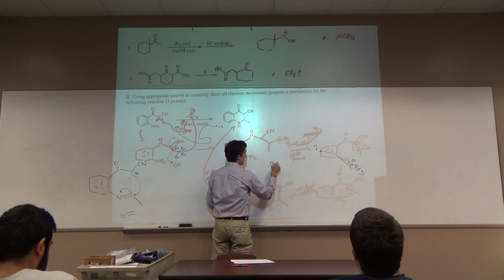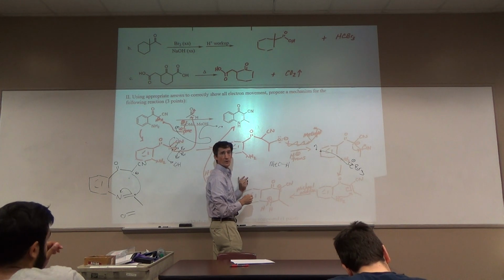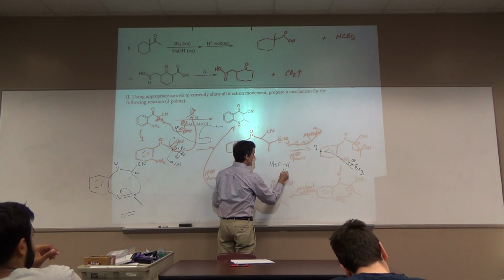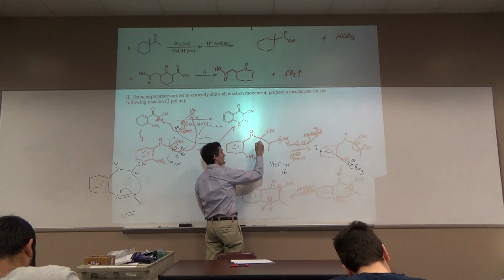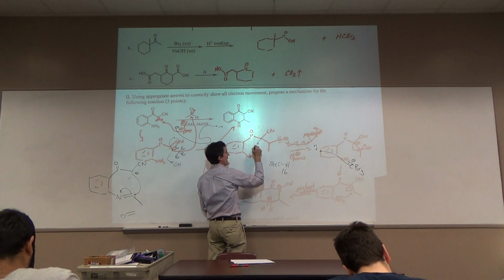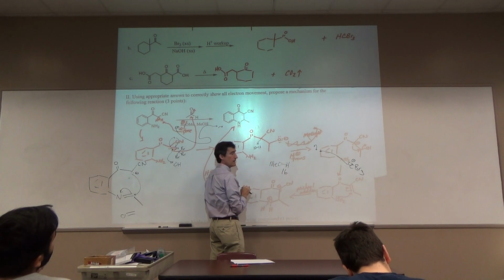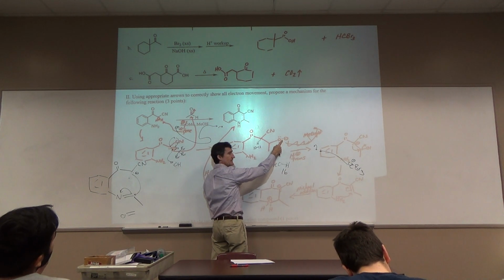We got methanol. What's the pKa of methanol? Same as water, about 16. What's the pKa of that H that's remaining right there between the two withdrawing groups? Lower than that, about 10 to 12. Which one's more acidic? That one. So where's this more likely to take a proton from?